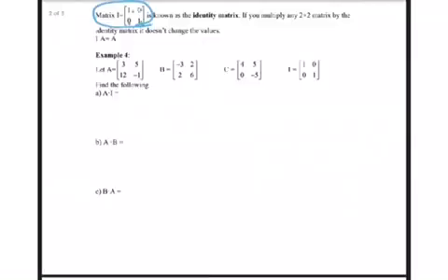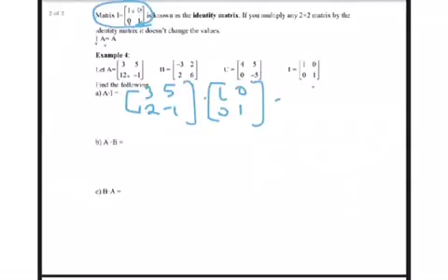So if I multiply any matrix by the identity matrix, it doesn't change. So let's look at, given these 4 different matrices, we're going to multiply the A, and instead of putting the identity matrix in front, we're going to put it after. Let's see if that changes the matrix A at all.